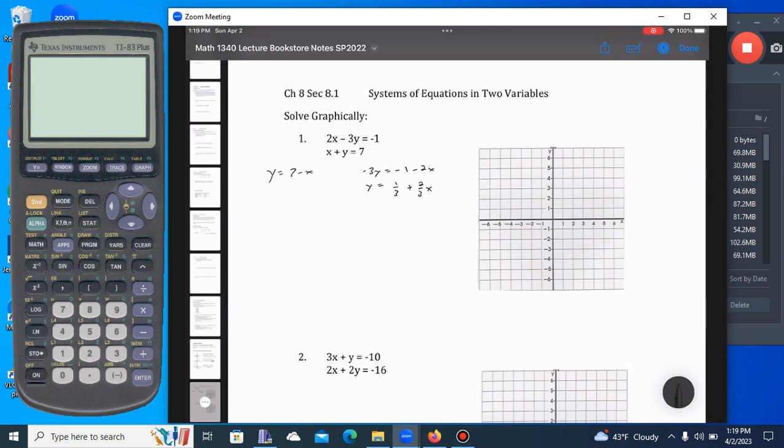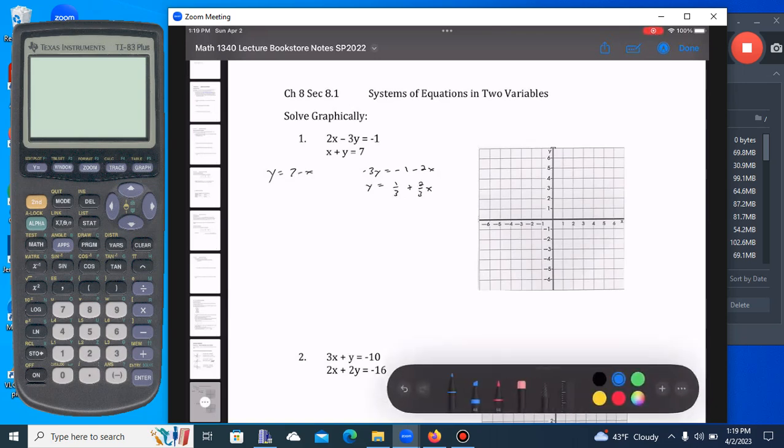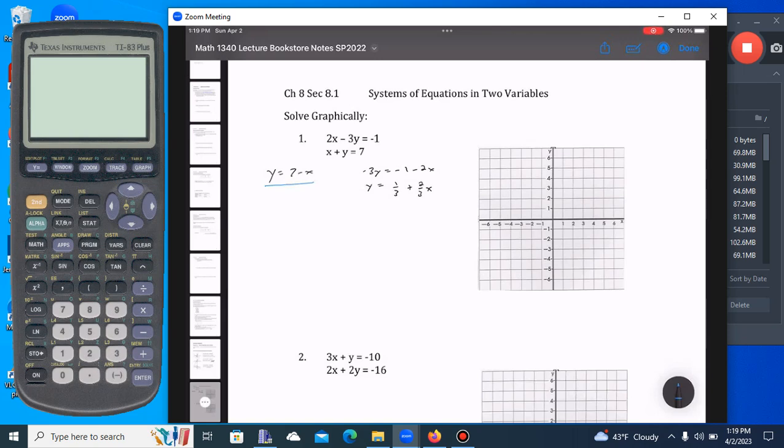And so we can plot them. First one I'm going to plot in blue, 7 minus x. So 7 is where it crosses, and then it goes down 1 as you go to the right 1. This is your line.